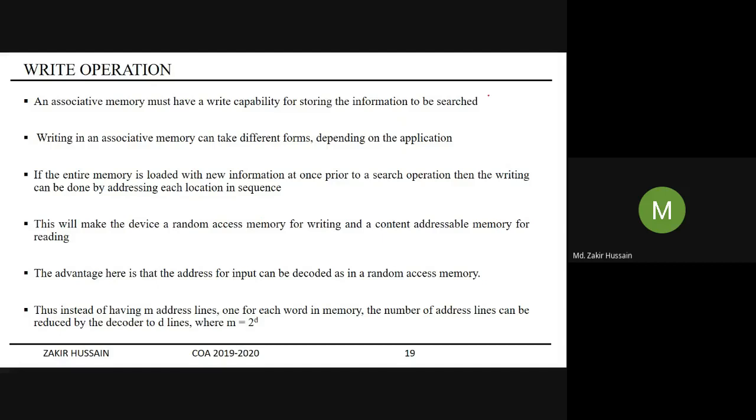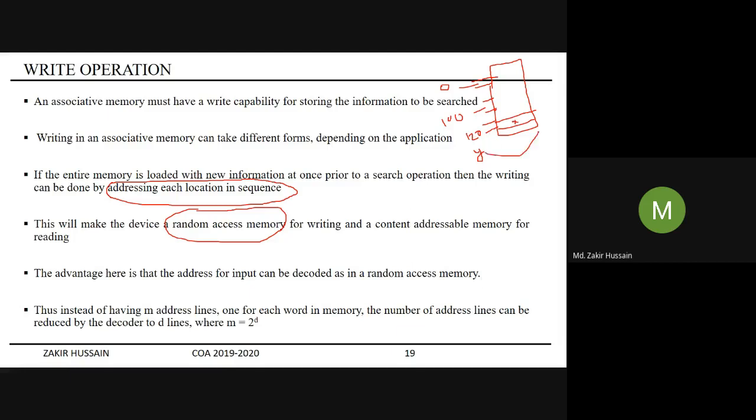While writing, we follow the RAM, that is random access memory. While writing, we follow the address. Some locations will be there, like location zero, 100, and 120. Let us say in 120, earlier there was X. Now a completely new information we have to write. So how do we follow? We follow addressing each location in sequence. We go by the sequence, and where that new information needs to be put, at the 120th location, there we put this new information.